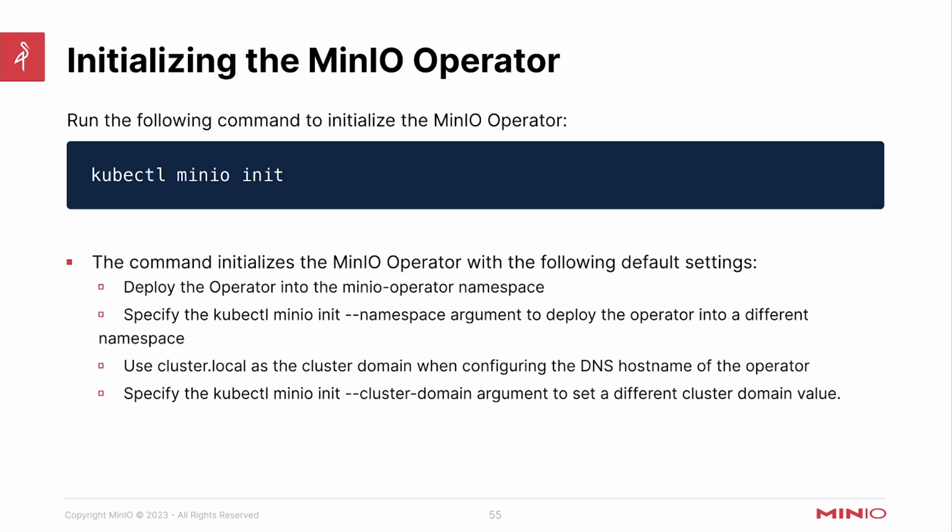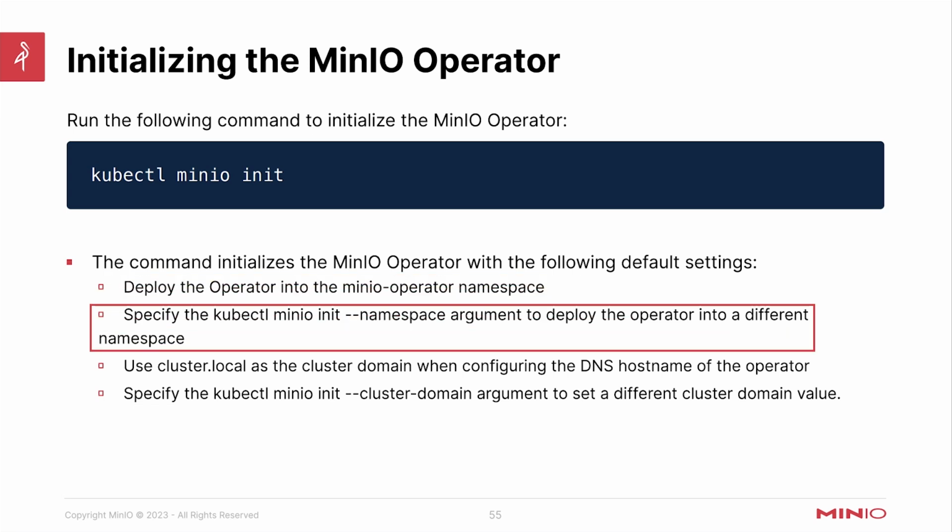But until then, just know that this is all you have to type, and it will actually install the operator in a sort of best practices based state. So the command line initializes the MinIO operator with the following default settings. It deploys the operator in the minio-operator namespace. So again, if you don't want that namespace, you're going to need to go into that and modify that slightly from the command line before you install. Specifying the kubectl minio init namespace argument will let you deploy the operator into a different namespace.